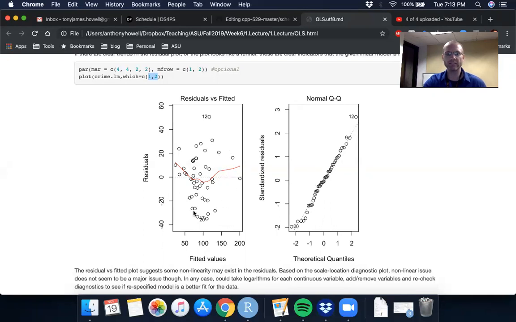But in order to get rid of this nonlinearity, there's a few things we can do. We can take logarithms of our variables, which tends to create more normal distributions of our variables and also of the residuals. We could also check for outliers in the data, like this one here looks like maybe an outlier. We could remove some of the outliers. We can also remove some of the variables in our model.